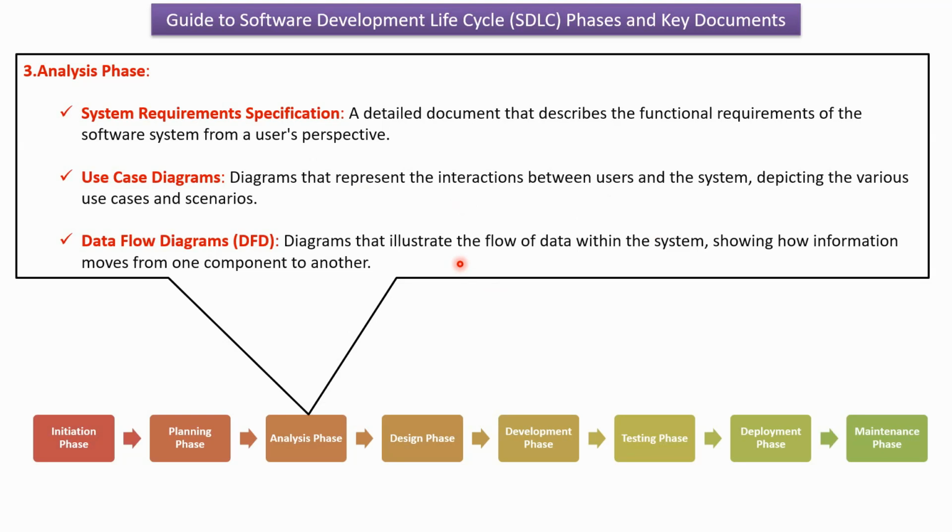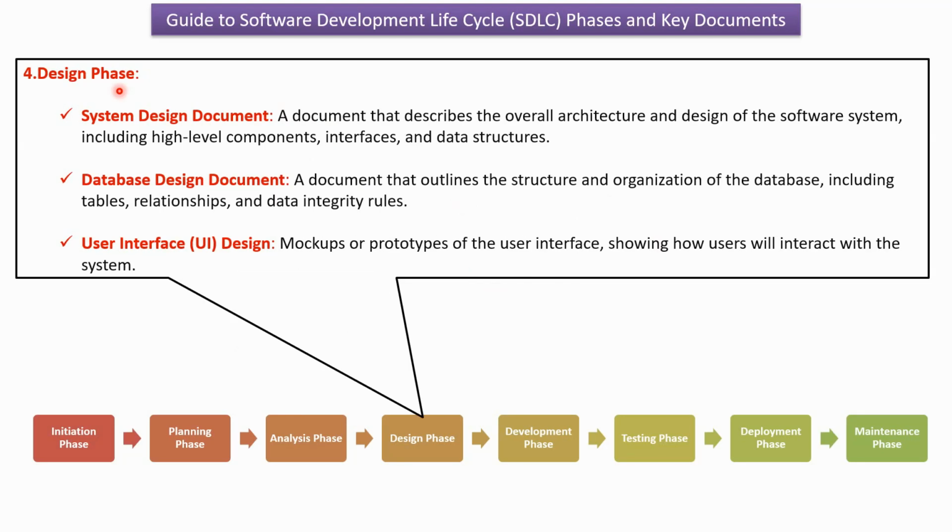The third one is data flow diagrams, diagrams that illustrate the flow of the data within the system, showing how information moves from one component to another component. The fourth one is the design phase. We will see the key documents associated with this particular phase.